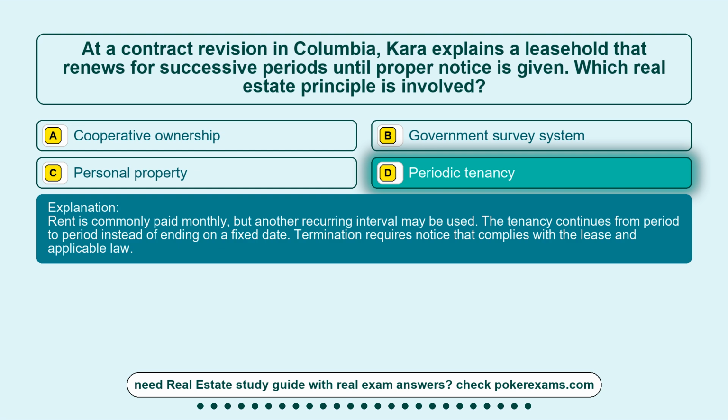Rent is commonly paid monthly, but another recurring interval may be used. The tenancy continues from period to period instead of ending on a fixed date. Termination requires notice that complies with the lease and applicable law.